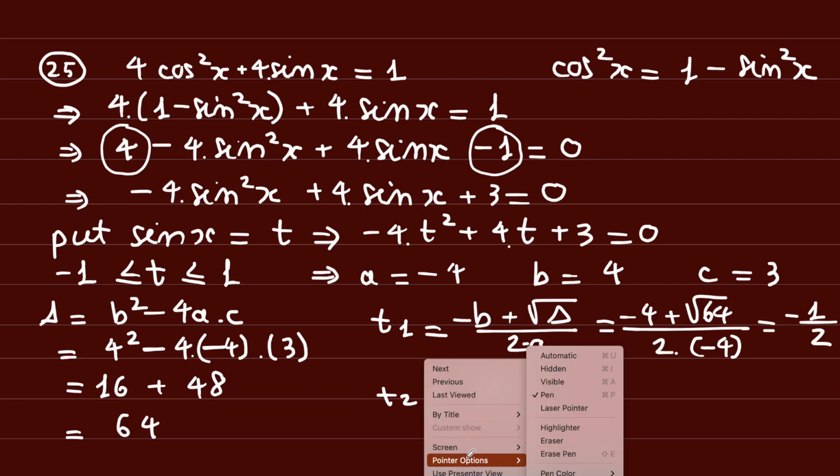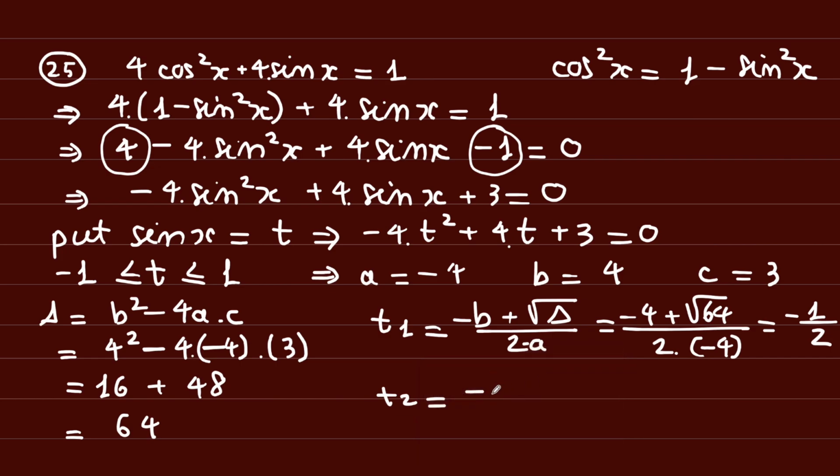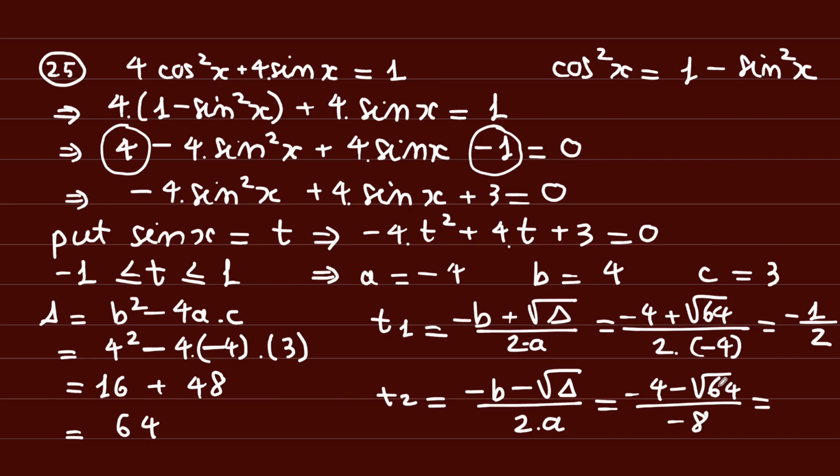Oh, sorry, I need to rewrite the formula first. Minus b minus square root of discriminant divided by 2 times a. Here is minus 4 minus square root of 64, and then here is minus 8. Yep, this is minus 12 over minus 8. Divided by 4, you got here is 3, and this one is 2.